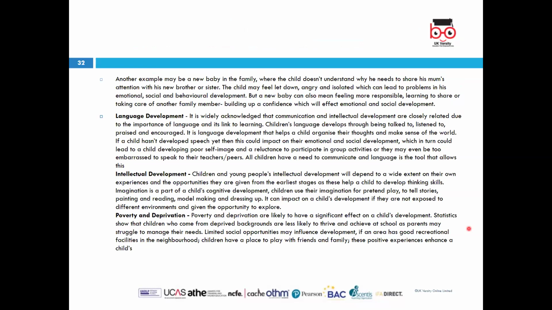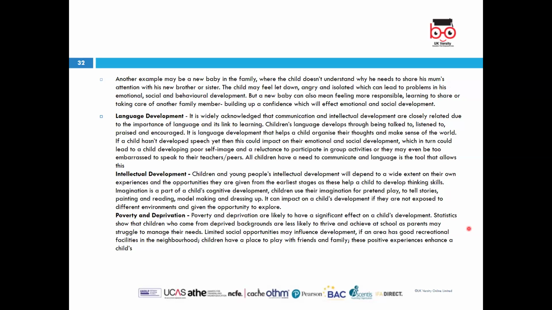Other examples: when a child doesn't understand why he needs to share his mom's attention with his new brother or sister, the child may feel let down, angry, isolated, which may lead to problems in his emotional, social, and behavioral development. But a new baby can also mean they're learning to share or taking care of another family member. They're building up confidence, which will affect emotional and social development.